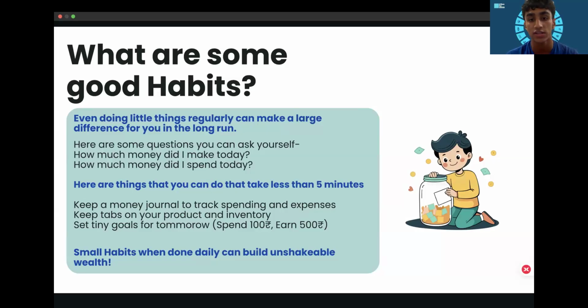Keep a money journal to track spending and expenses. Keep tabs on your product and inventory, especially if you own a business, because you have to know what you're giving out and what's coming in. And set tiny goals for tomorrow, like spend 100 rupees and earn 500. Small habits, when done daily, can build unshakable wealth and can really help you in the long run.